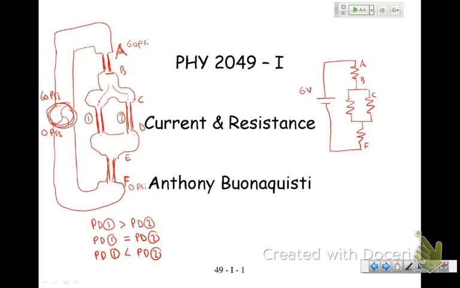And I can tell you that between, I'm going to call this E, F, G, between G and C, no potential difference. And I can tell you the voltage drop, the potential difference across this resistor is the same as the potential difference across that resistor.